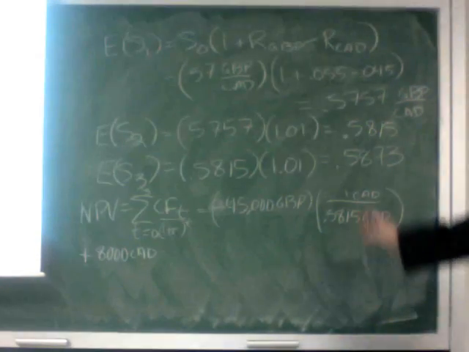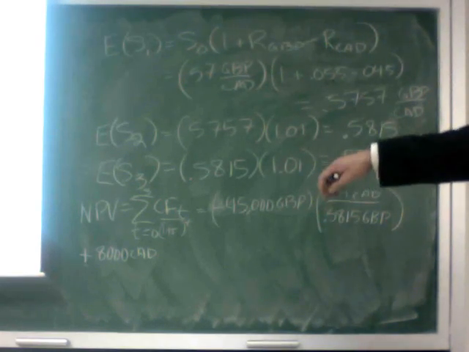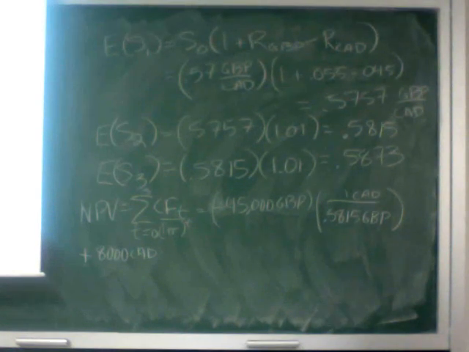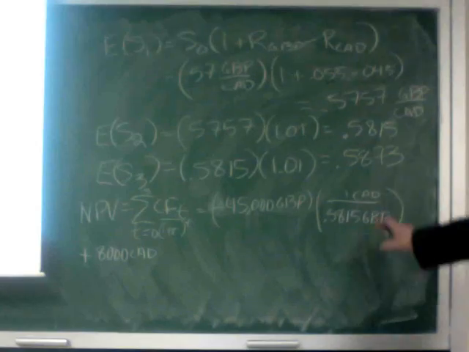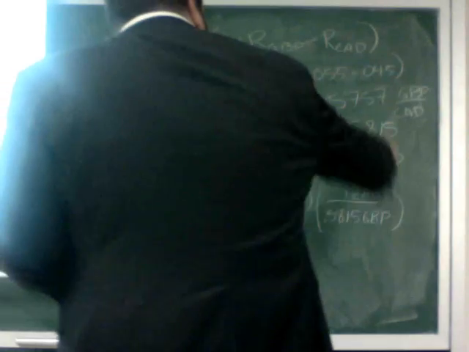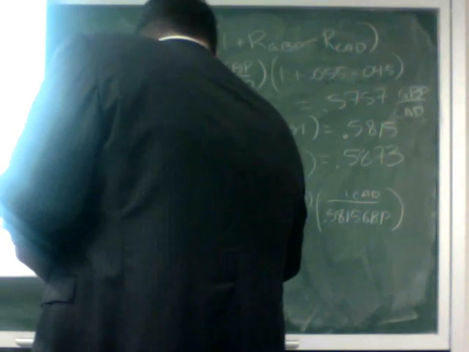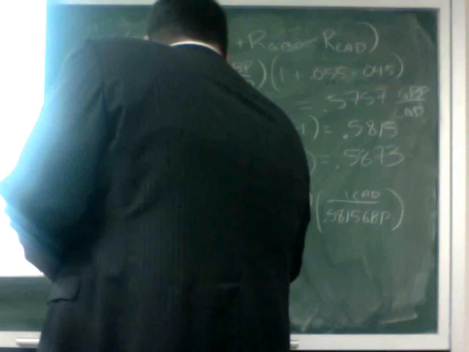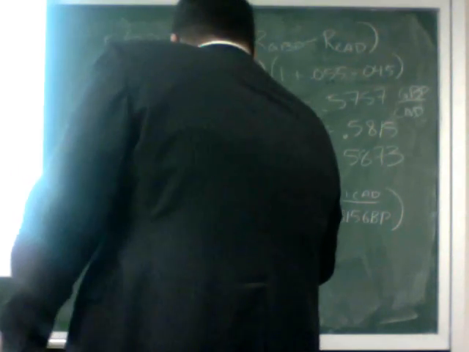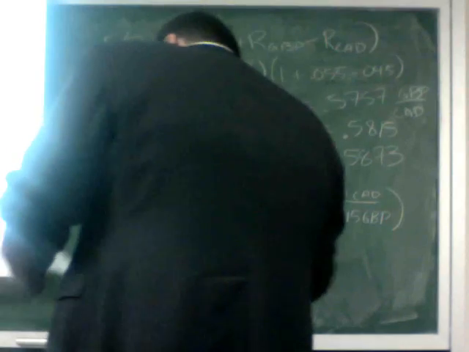So obviously that's your cash flow in year 0. So it's divided by 1. So the first one it's not discounted. So the cash flow in the first year is converted at the rate of 5757. And that's discounted back 1 year.